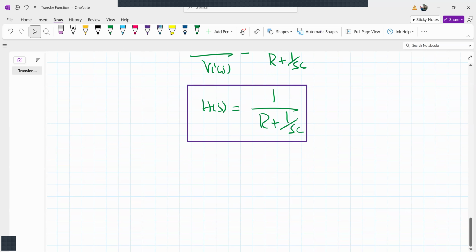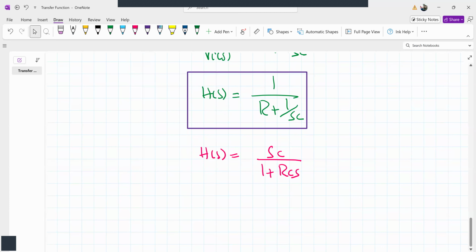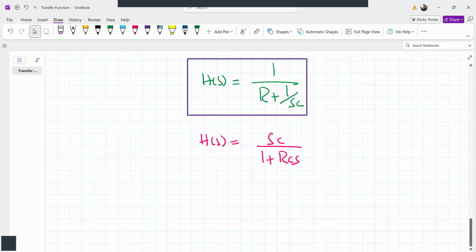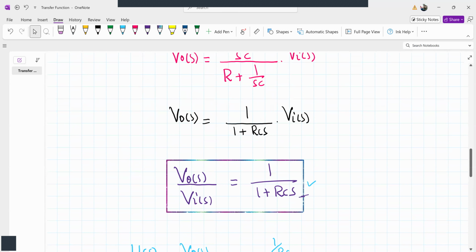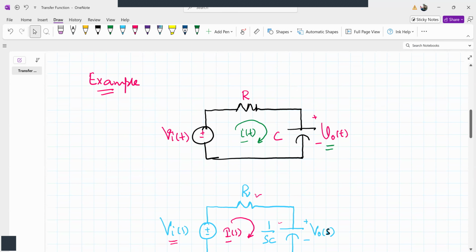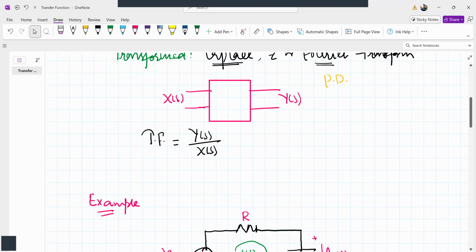We can simplify this expression here. We can write H(s). We take sC on the numerator side, it will be sC divided by 1 plus RCs, is the transfer function of this network. So this is the transfer function of this network. All right, so this is how we obtain the transfer function of a network.